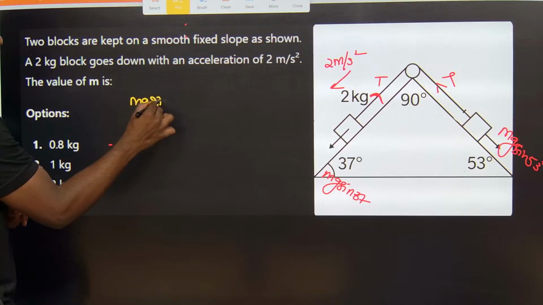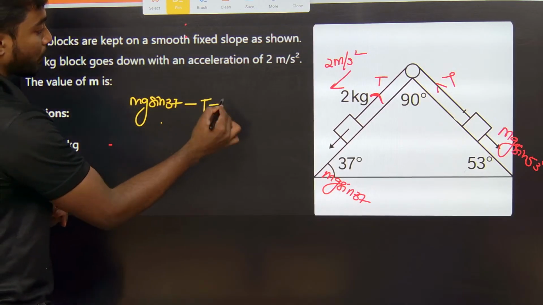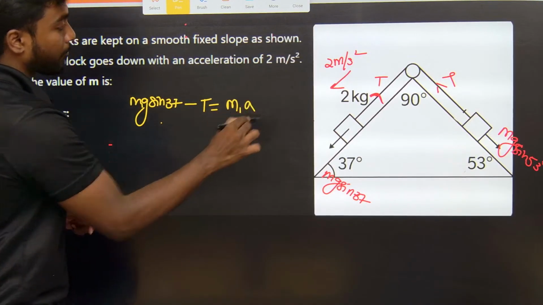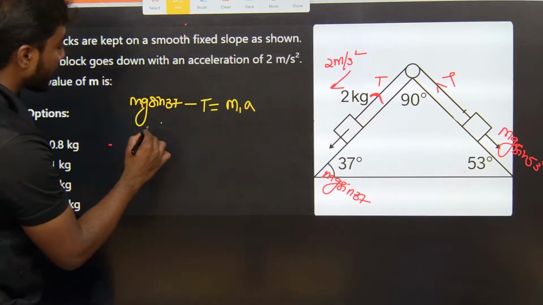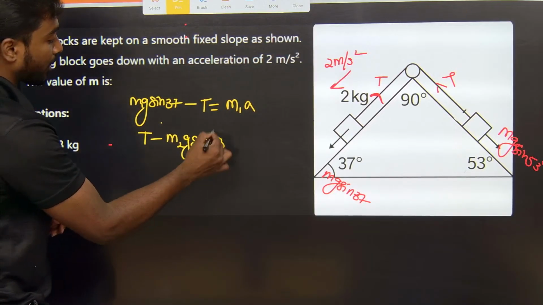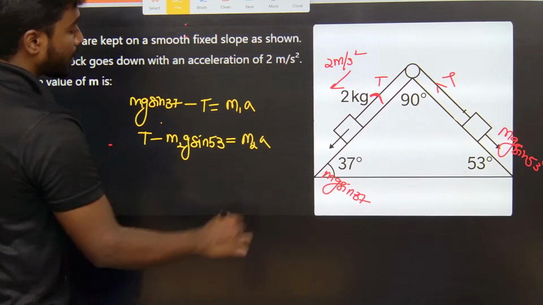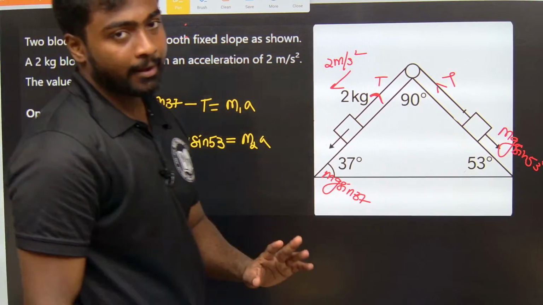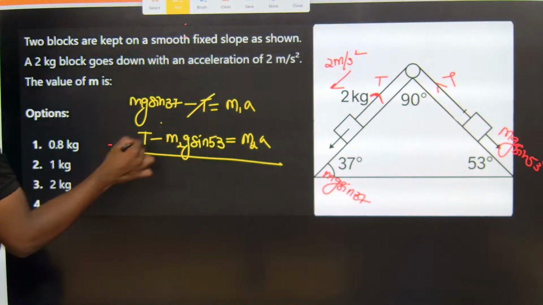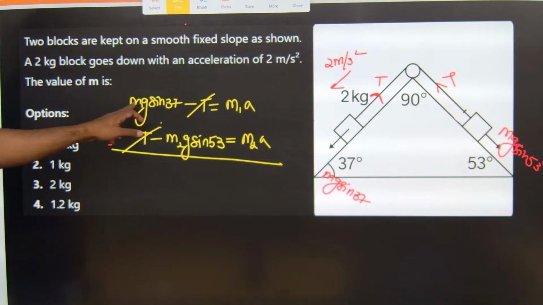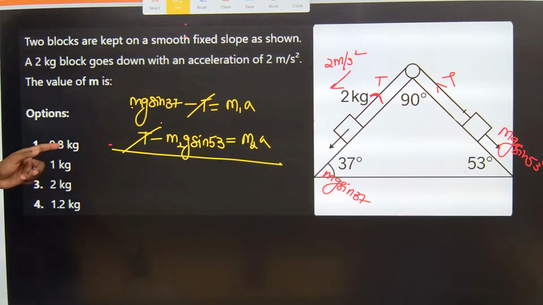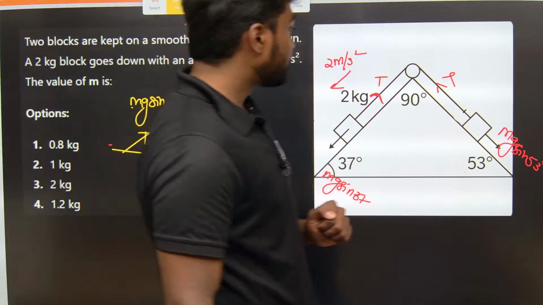mg sin 37 minus T is equal to m1a, I will take the block m1, okay, m1a. And if you see here, T minus m2g sin 53 is equal to m2a. So these are my two equations of this diagram. If I add them, T and T will get cancelled. m1 I know, m2 I need to find, right. So from this equation I can find m2, right.